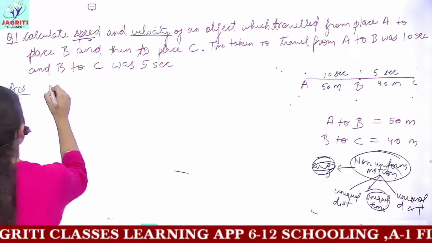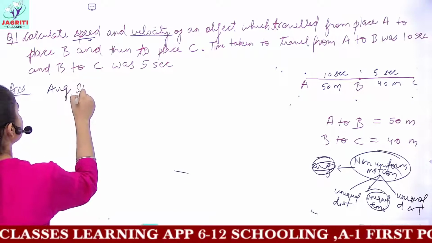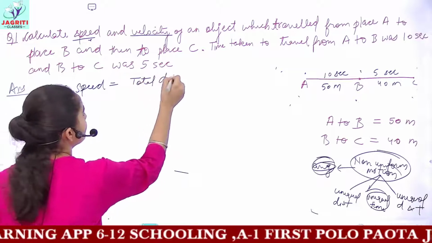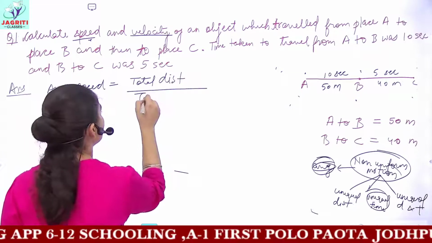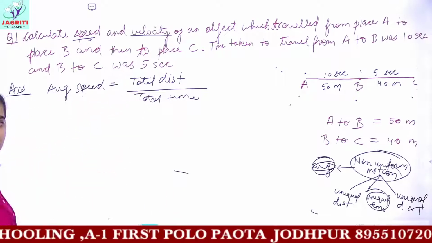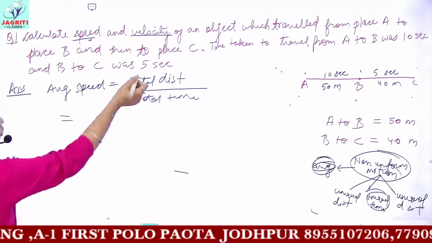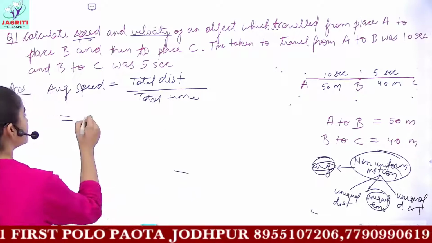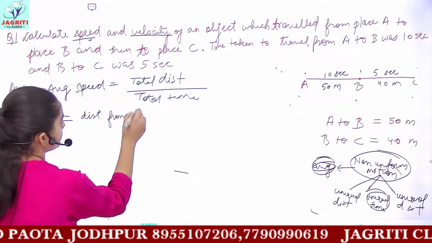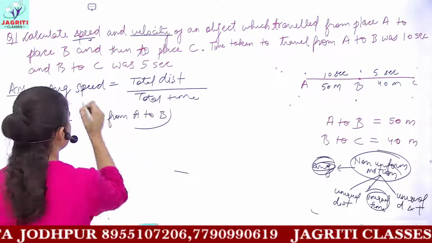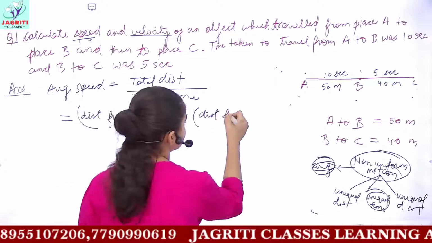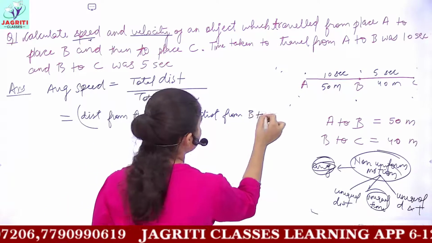So average speed here would be, average speed was total distance covered upon total time taken. This was the formula. We have already added the word total here. Then what is the total distance? Total distance means distance from A to B plus distance between B to C.